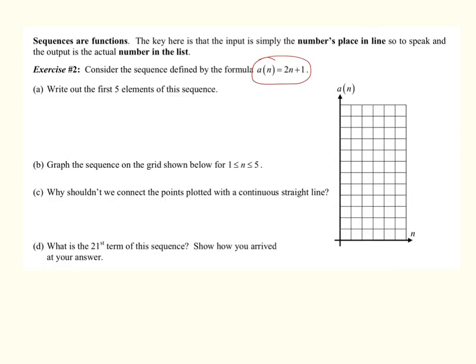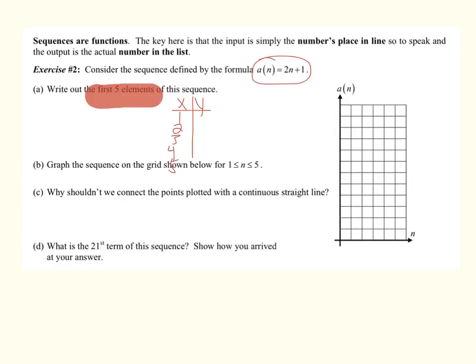One of the things that I need you to focus on immediately is the direction and how many terms they're asking you to write. In this case, it says the first 5 elements, first 5 terms. So the first thing I'm going to have you do, always in this chapter, is create a table. 1, 2, 3, 4, 5.